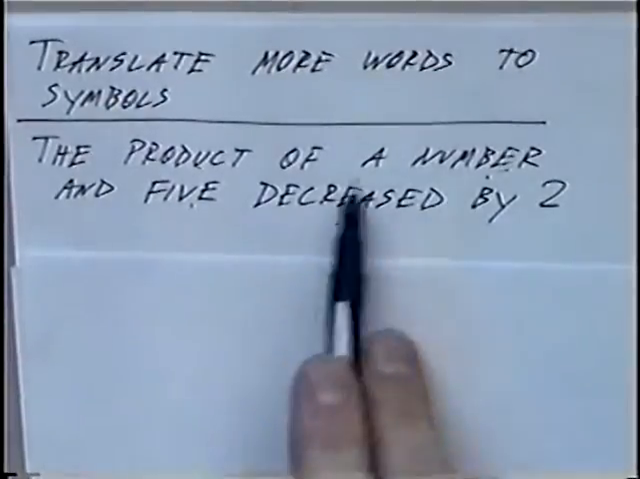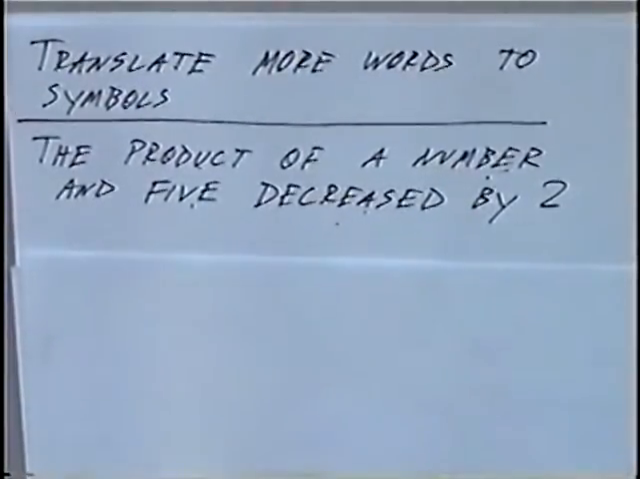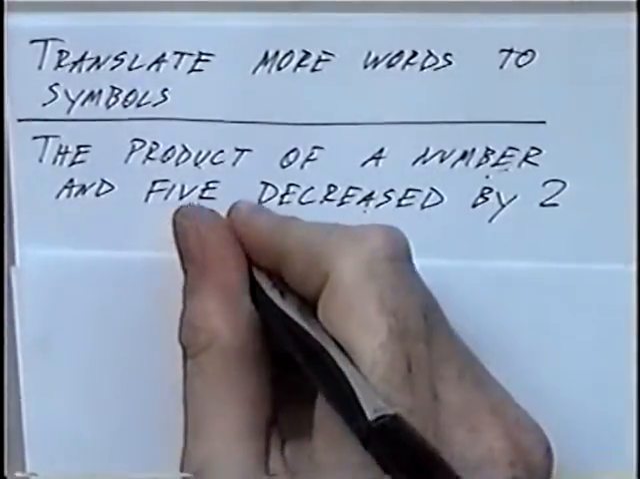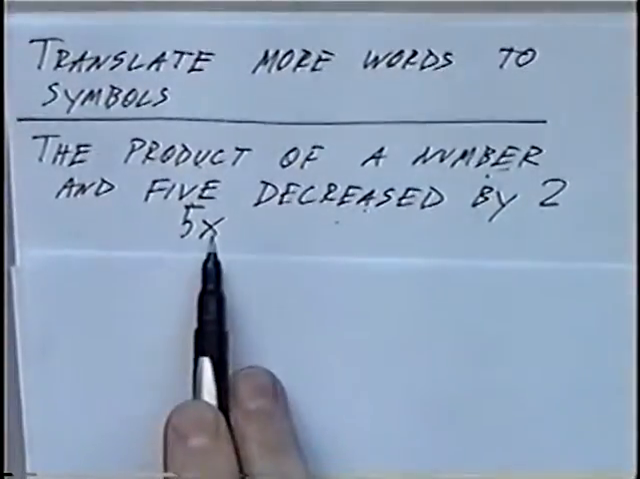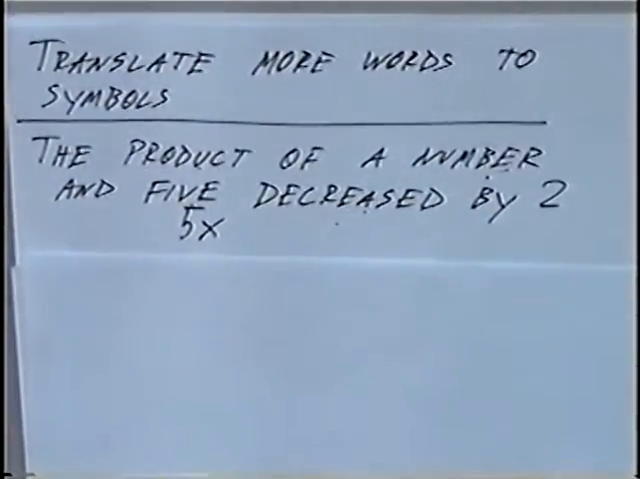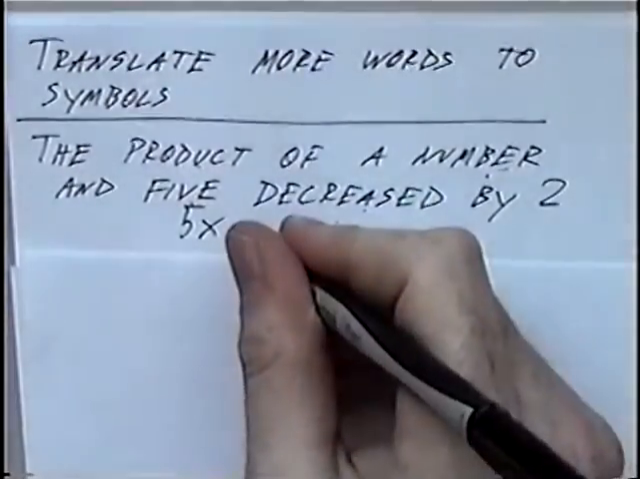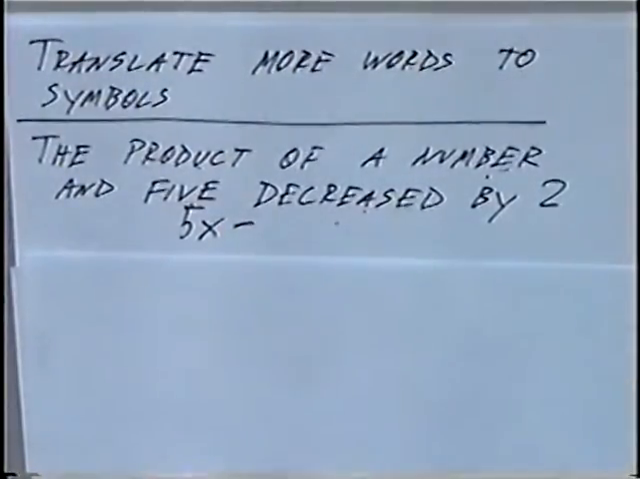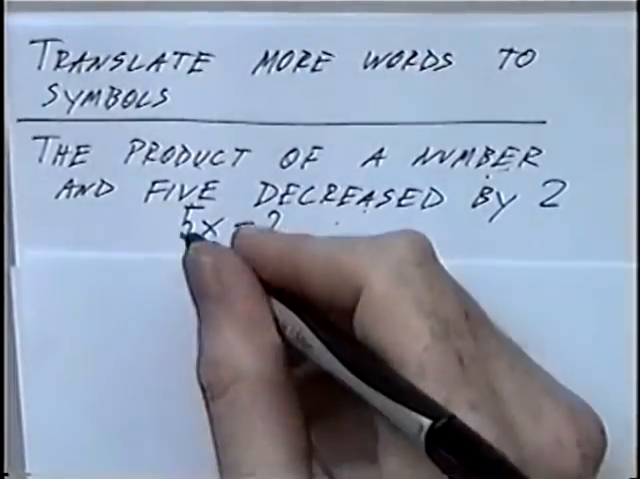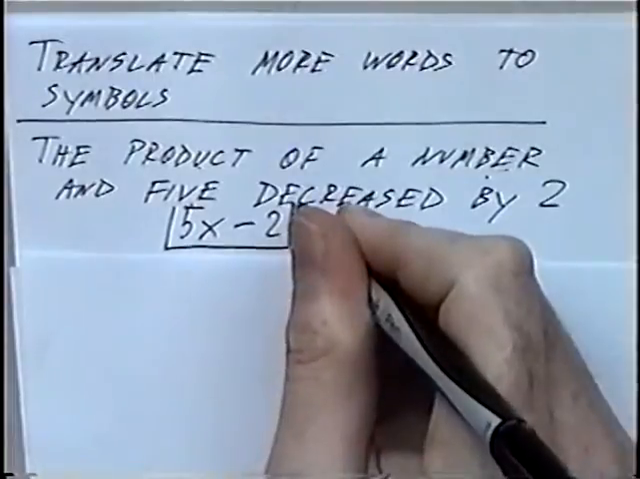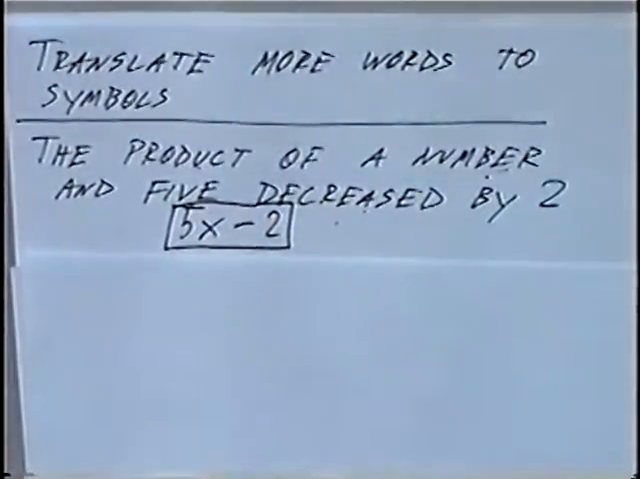So again, the product of a number and 5 would be x times 5. In math, we'll normally put the number before the variable. So instead of x times 5, you can write it as 5 times x or 5x. Decreased, again, we make smaller or subtract, and we're subtracting 2. So the answer would be 5x minus 2.